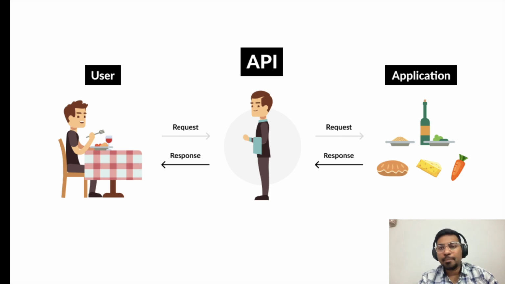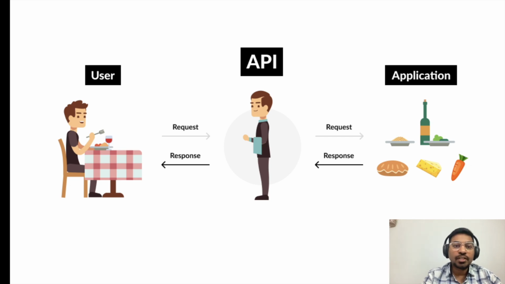In front of your screen, you will see another example: user, API, and application. User is a person who is ordering food. API is a waiter, and then there is a kitchen, or you can say a place where a lot of food is staged, right? So the user requests the API for a particular food, which is known as a request, and then the waiter goes to the kitchen and asks another person to prepare the food. Once the food is prepared, the waiter, that is the API, takes the food from the kitchen and delivers it to the user. That is known as a response.